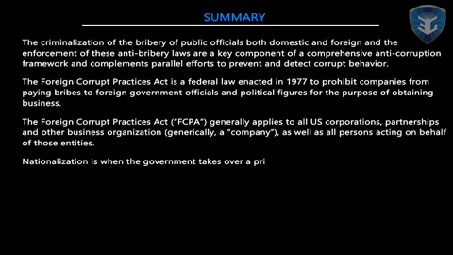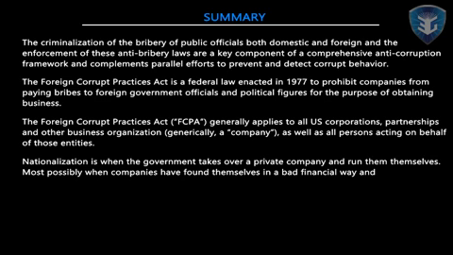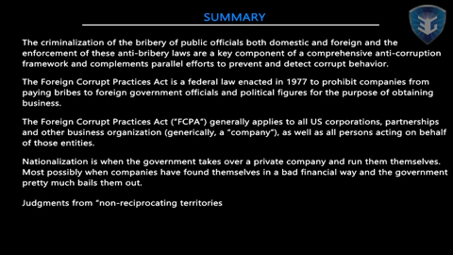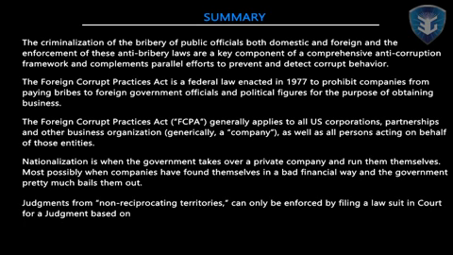Nationalization is when the government takes over a private company and runs it themselves, most possibly when companies have found themselves in a bad financial way and the government pretty much bails them out. Judgments from non-reciprocating territories can only be enforced by filing a lawsuit in court for a judgment based on the foreign judgment.